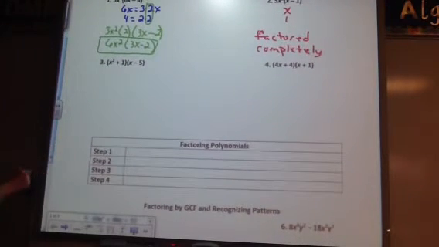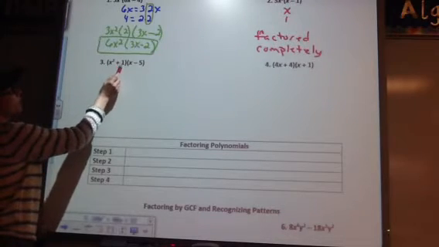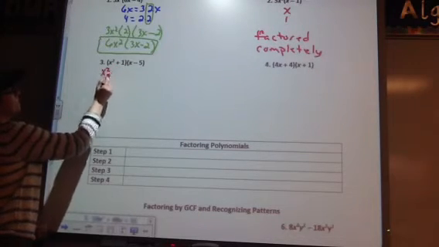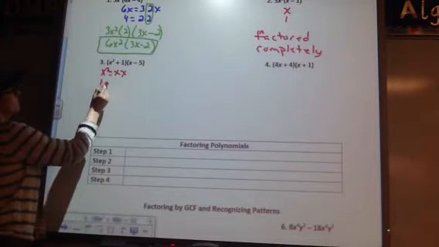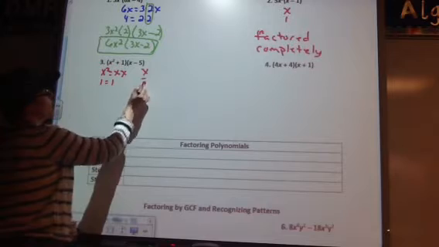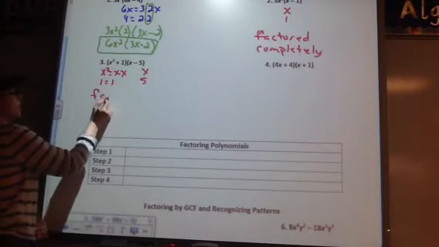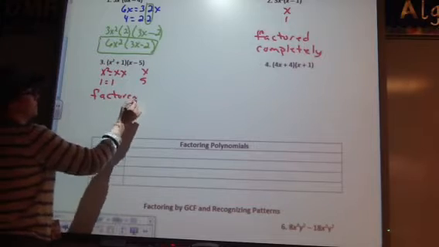Okay, we have 2 binomials, so we need to break down each one. Do we have any common factors with x squared and 1 besides 1? No. Do we have any common factors between x and 5 besides 1? No. So this one is already factored completely.